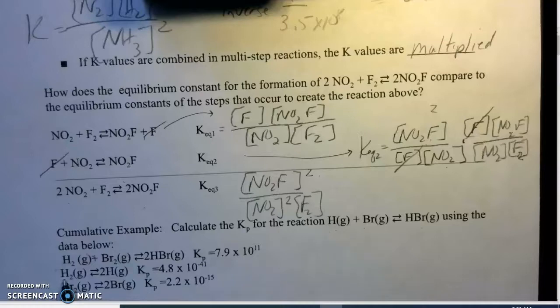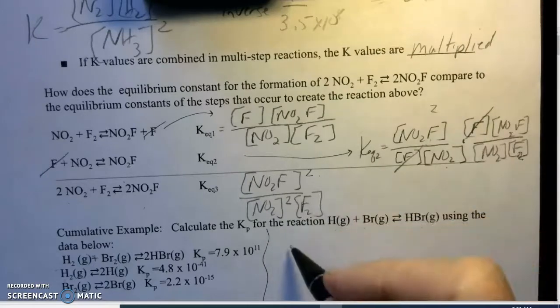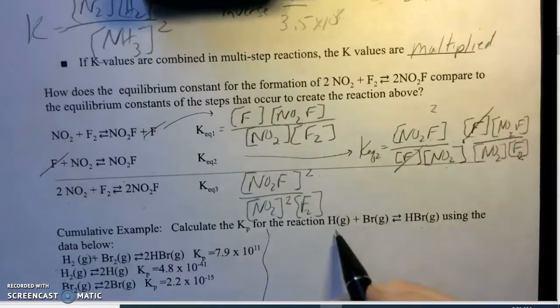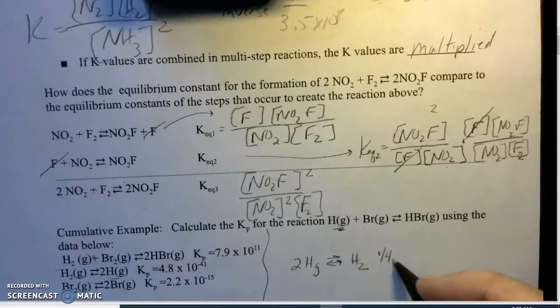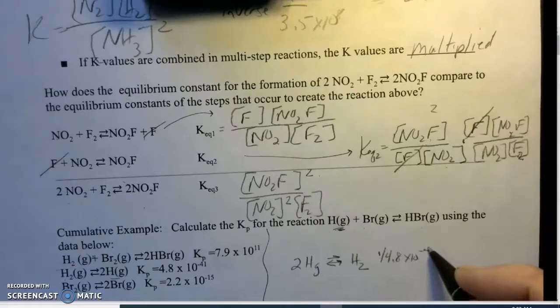So you can do quite a few things here to do this. There's 2 methods to do this. So if I reverse my equation here, I need H as a reactant, so I'm going to flip this. So this is going to be 2H(g) yields H2(g). So I'm going to do 1 over 4.8 times 10 to the negative 41st because I'm doing the reciprocal.